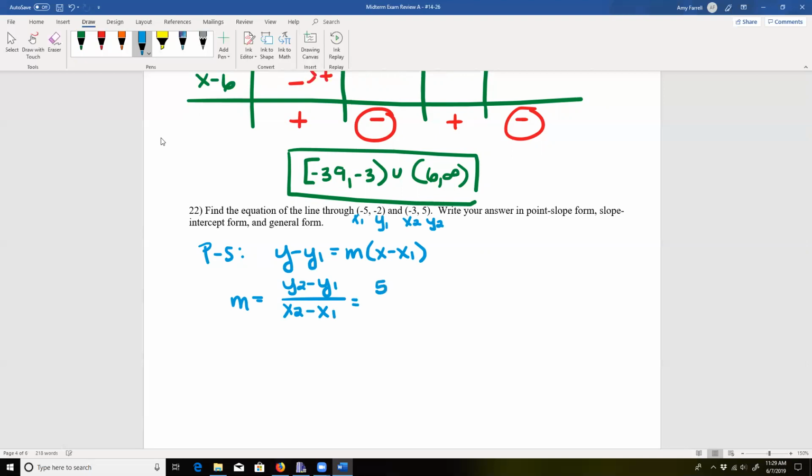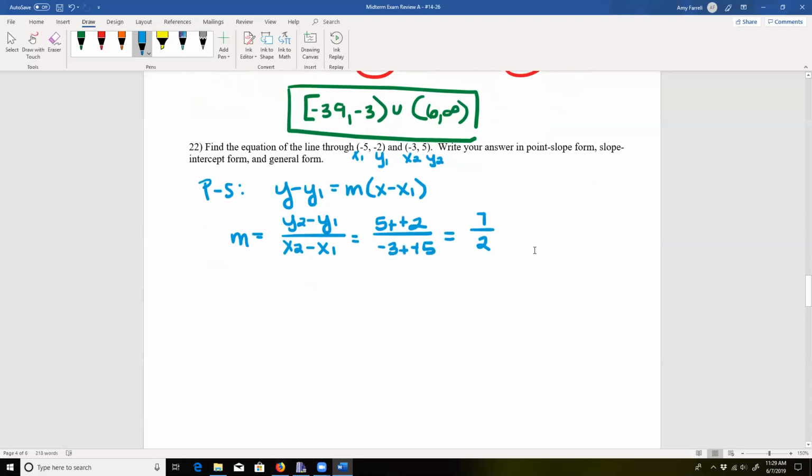So we have 5 minus negative 2 over negative 3 minus negative 5. When we subtract a negative, we can add the opposite, so plus, plus, plus, plus. So I'm going to get 7 over 2 as my slope. So I now have m. The formula does use x1 and y1, so I will use the first point. However, you could also use the second point, and it is also correct. We just use x1, y1 in the formula, but whatever you prefer. I'm just going to go ahead and use the first point.